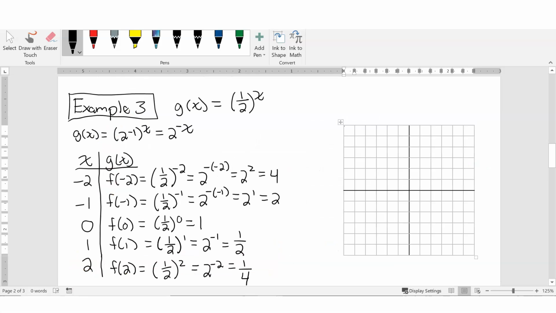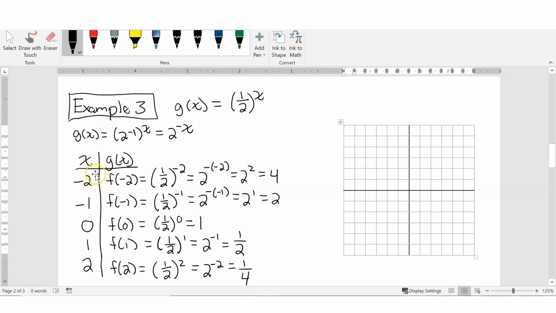Example 3 on page 466 of your textbook asks us to graph another exponential function, g of x equals 1/2 to the x power. Now notice this base is fractional, so this will really model a decay process. Now, there are a few different ways to look at calculating the table of coordinates. Your text will show that 1/2 we can write as 2 to the minus 1 power, and then we can rewrite the expression g of x as 2 to the minus x. We can rewrite the function in that form.